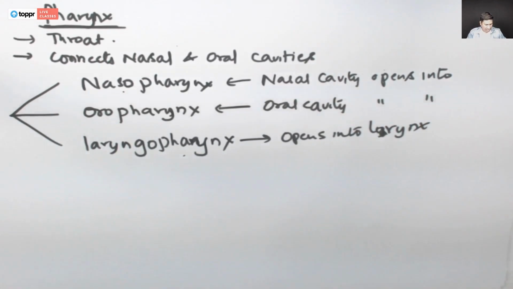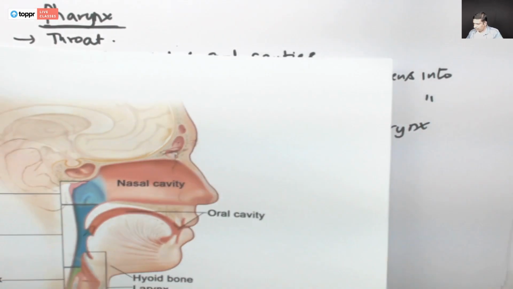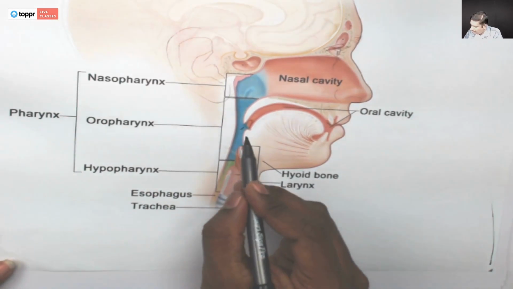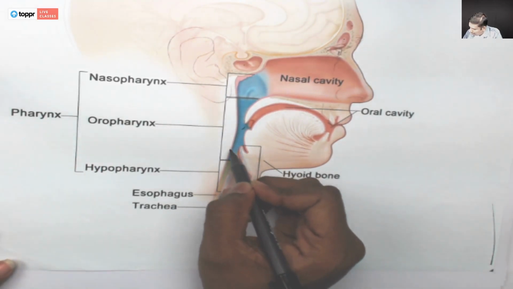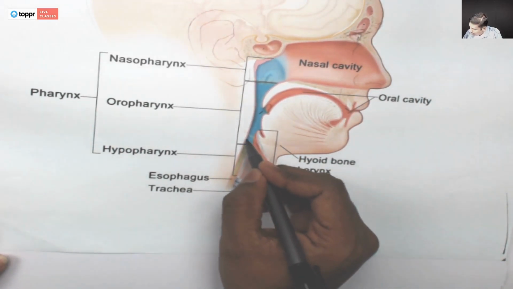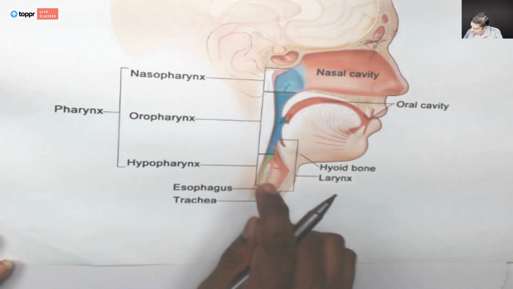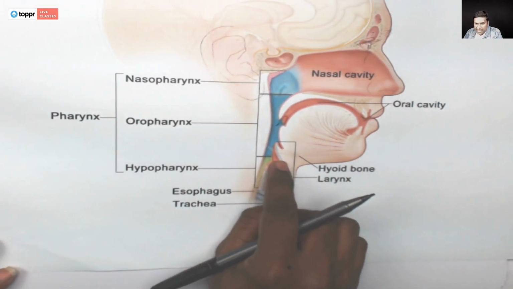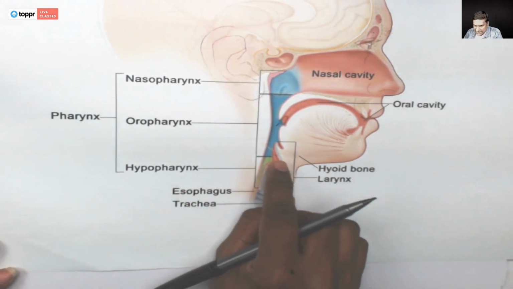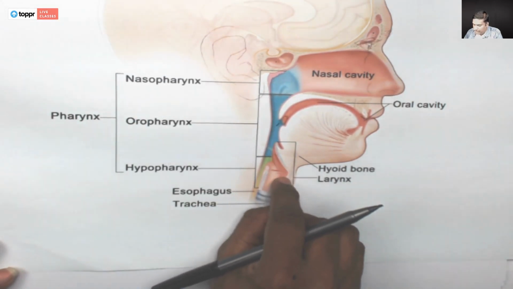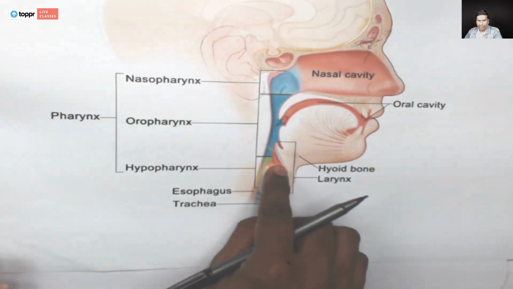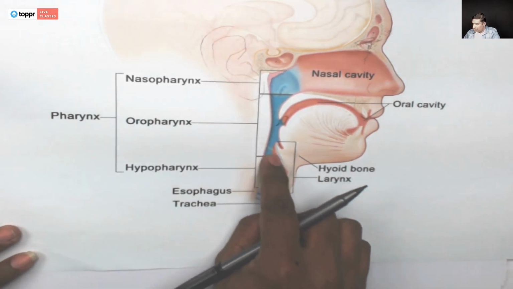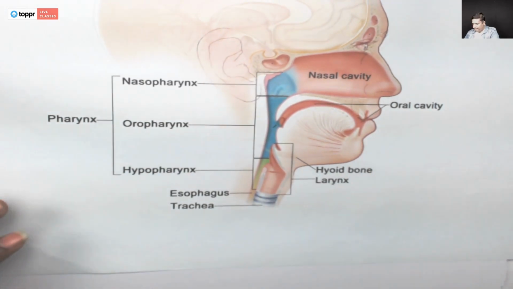So here you can see the blue part is your laryngopharynx, also called the hypopharynx, and this is actually opening into your larynx. This part is opening into the larynx. So this is your laryngopharynx, which is opening into the larynx.